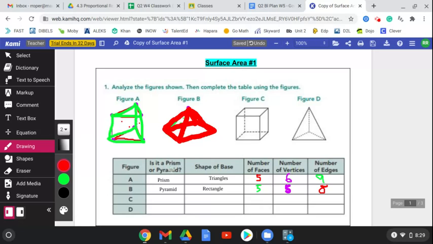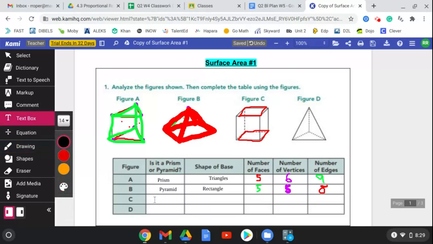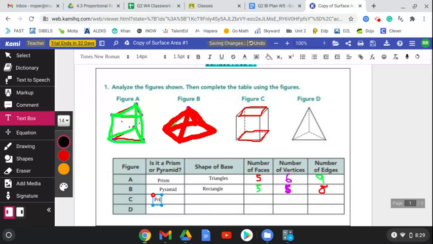Is this a prism or a pyramid? Does it have 1 base or 2 bases? Looks like it has 2 bases, right? We could say that is a base and that is a base. 2 bases. So this is a prism. Next is, what is the shape of the base? Well, the base looks like a rectangle. And so we would say this is a rectangular prism.